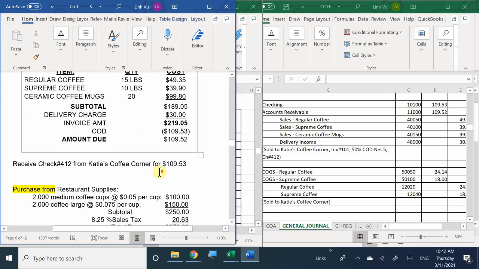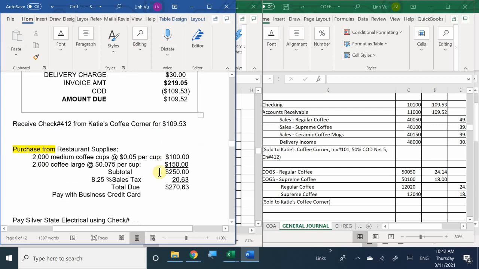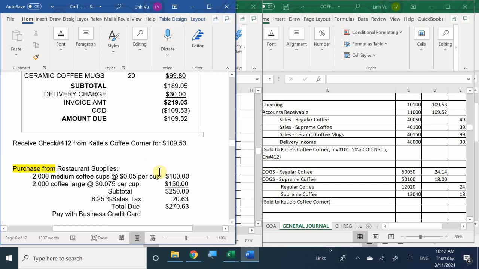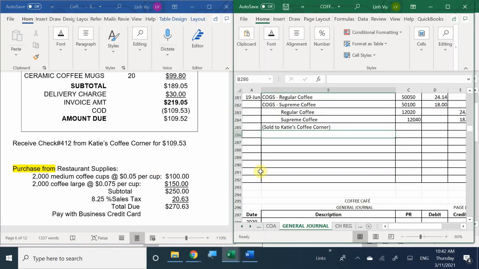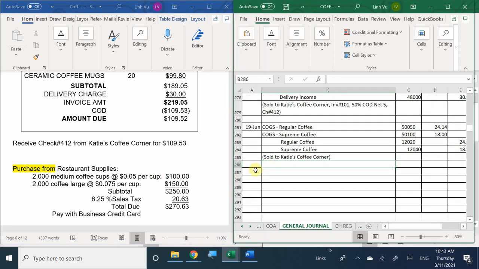All right, let's see what has happened next. This is where we left off. What did we do here? Purchase from restaurant supplies. Purchase from restaurant supplies. Okay, what did we buy? 2,000 medium coffee cups and 2,000 coffee large cups. Good. All right.